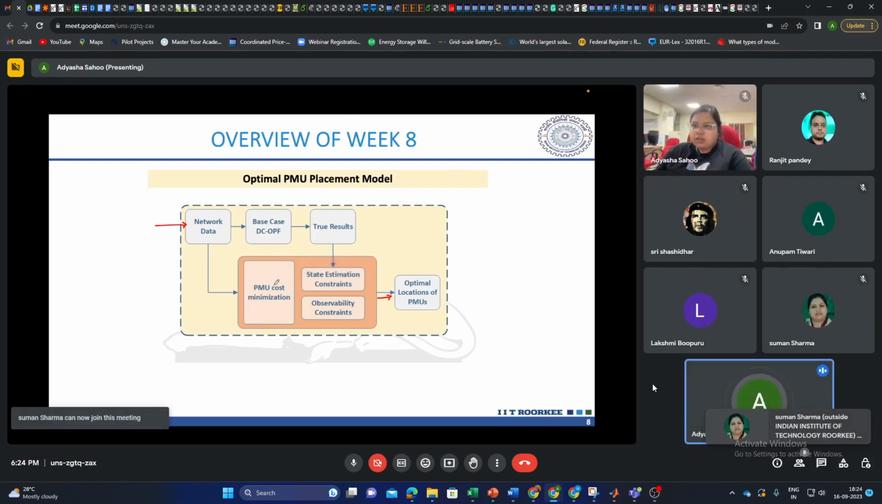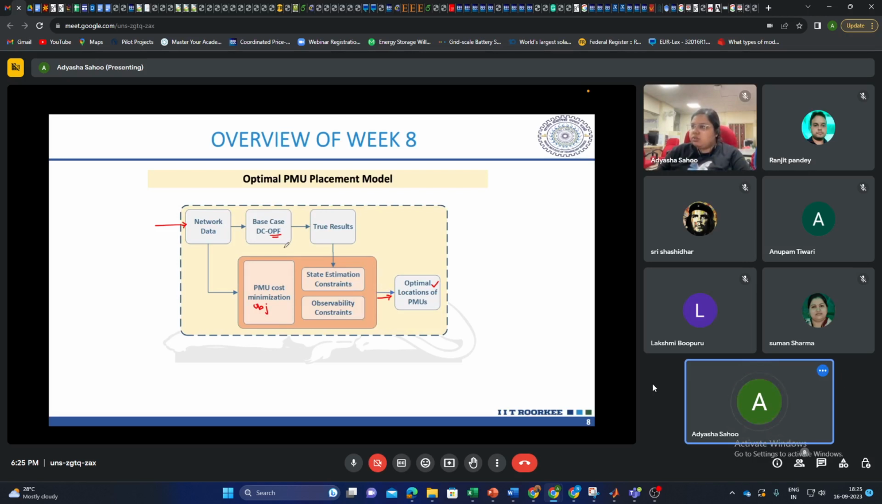Basically, you can see the orange one. Here we have the cost minimization; this is our objective, and these are our constraints. Together they form the optimization problem for the optimal placement of PMUs. After running this optimization problem, we will get the optimal location of the PMUs. Then why are we carrying out these DCOPF or OPF calculations also? Because our aim is to get the location.